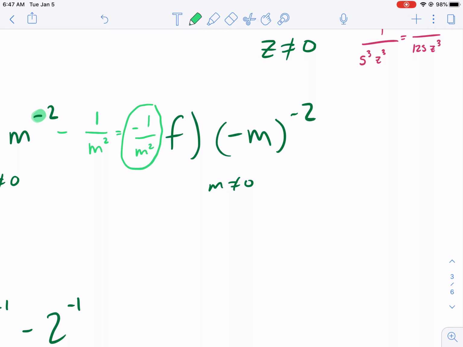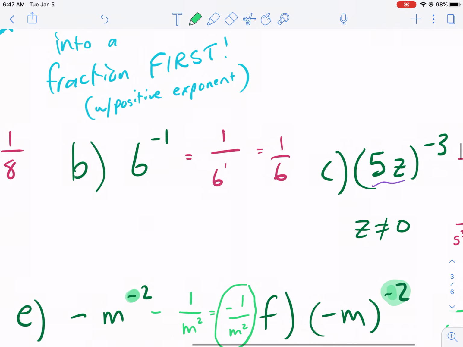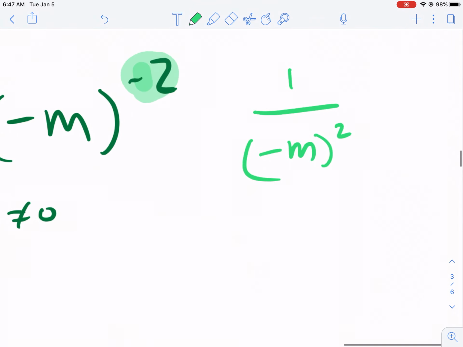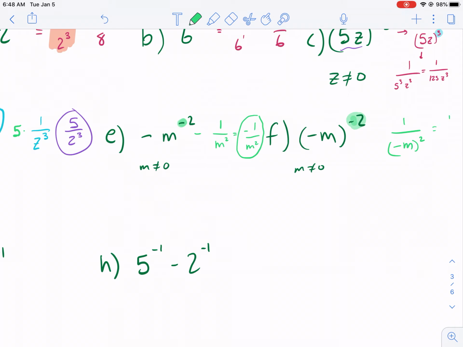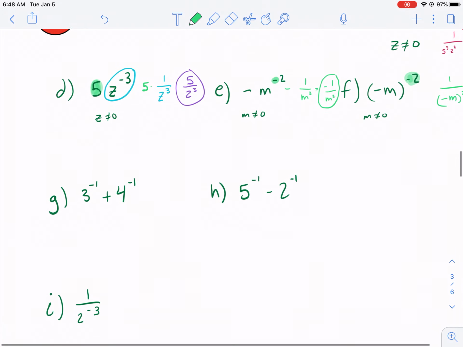So now we're going to rewrite this with a positive exponent, into a fraction. So we're going to have 1 over negative m, parentheses, squared. The first thing I did is rewrite it into a fraction with the positive exponent first. Now I have 1 over negative m squared. Well, negative m squared is just going to be positive m squared, because a negative times a negative is a positive, so we get 1 over m squared. A little bit tricky there, a little bit of nuance, but I hope you can recognize that if it comes your way in the future.